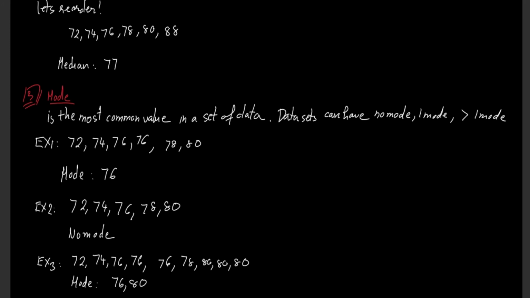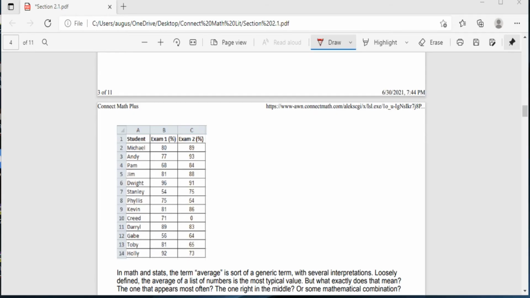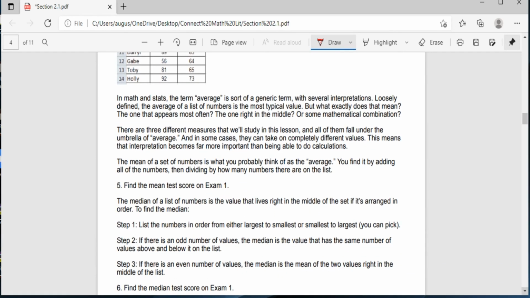Next, I will give you an example. This is a practical example, and let's see if you really understand the concept I gave you in the lecture today or not. What you see on the screen right now is a table of data, and this table of data represents the test scores of the first exam and the second exam of 14 students in the class. The first question asks you to find the mean test score of the first exam.